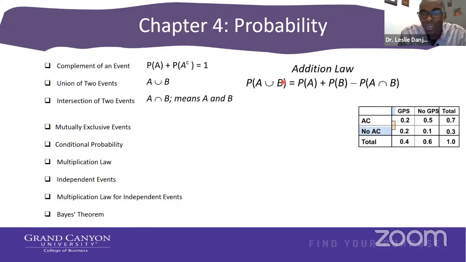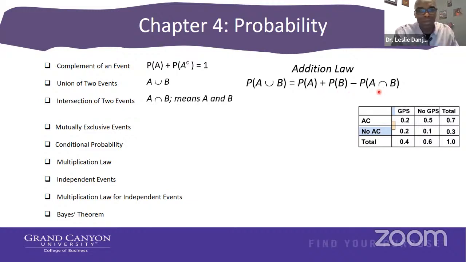Let's say B represented GPS. So what is the probability of AC? It's all of AC, 0.7. What is the probability of B, which was GPS? It's all of GPS, 0.4. What we would do then is subtract where they intersect. Where does AC and GPS intersect? Right up in here, 0.2. So this one would be 0.7 plus 0.4 minus 0.2.